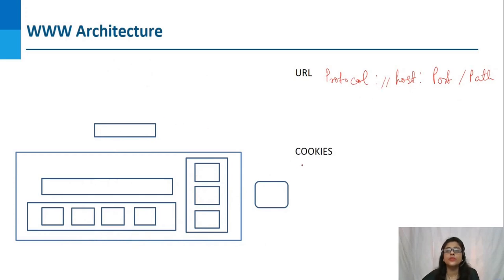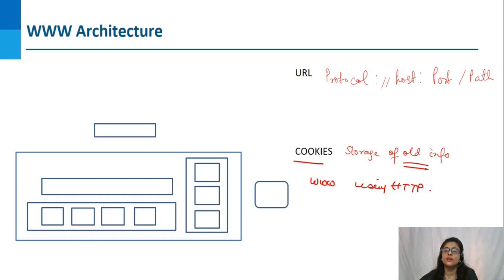Now there is a term associated with www, and that is cookies. Now what are cookies? Cookies basically store old information. Now this www using HTTP is a stateless protocol. What is the meaning of stateless protocol?